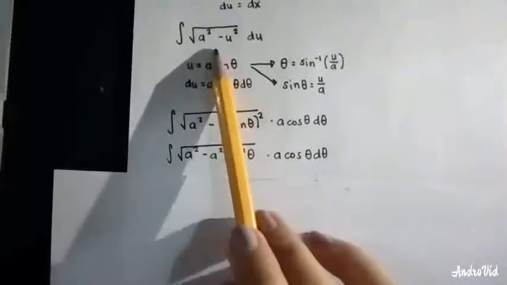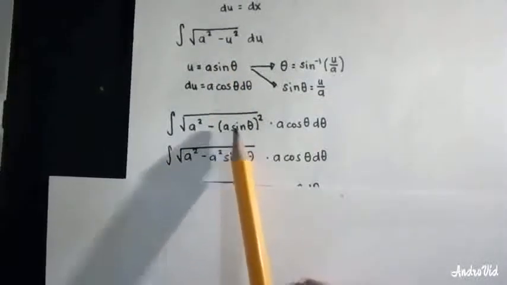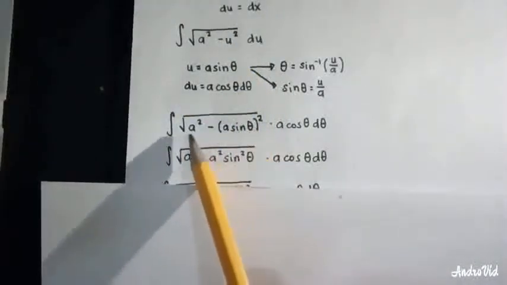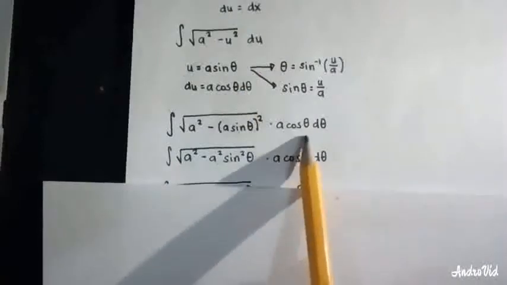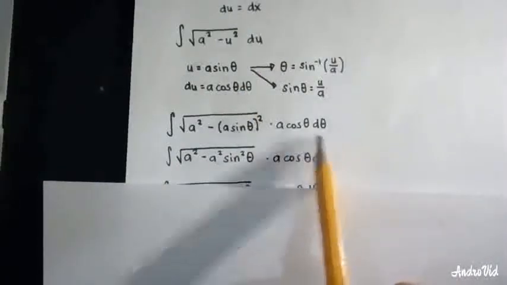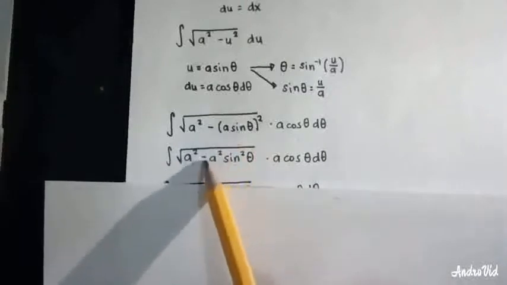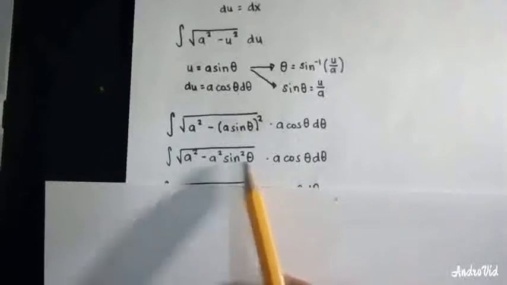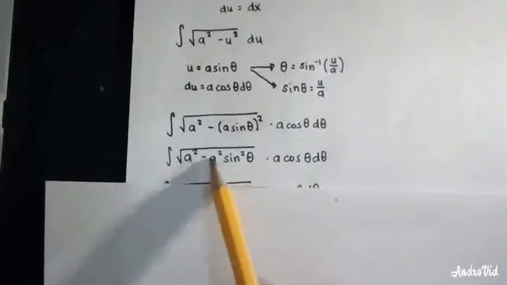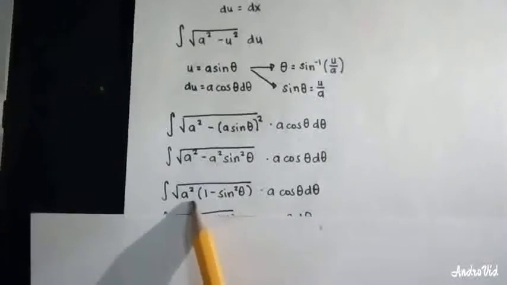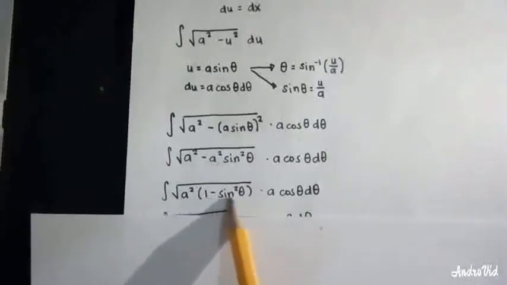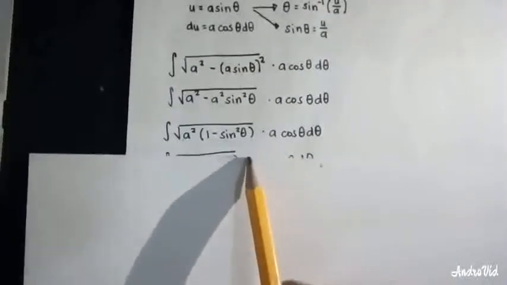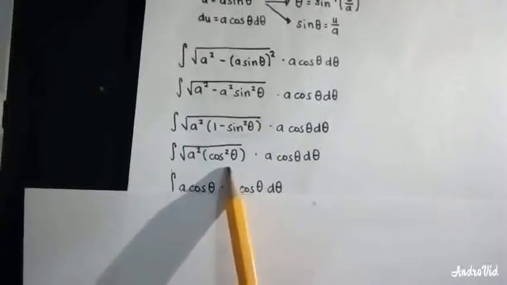From here, we're gonna substitute those values. So our u is a sine theta, and our du is a cosine theta d theta. Then we're going to perform the square. That's a squared minus a squared sine squared theta. Then we're going to factor out a squared here. We would get a squared times (1 minus sine squared theta). This is an identity that is equal to cosine squared theta. So that would give us this.